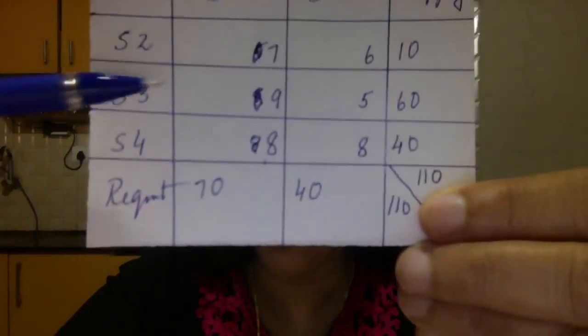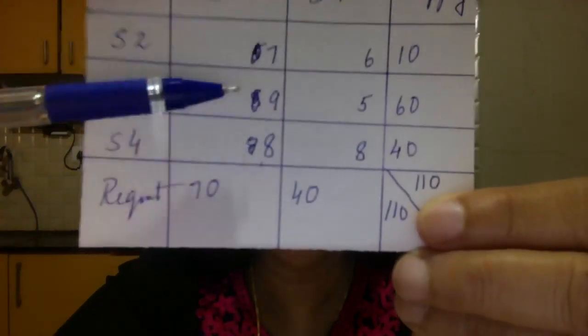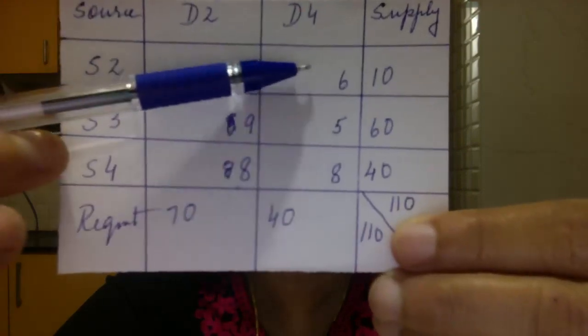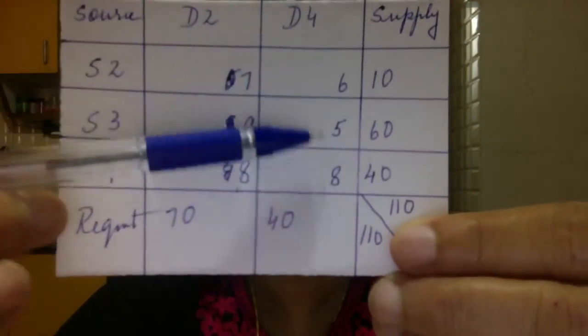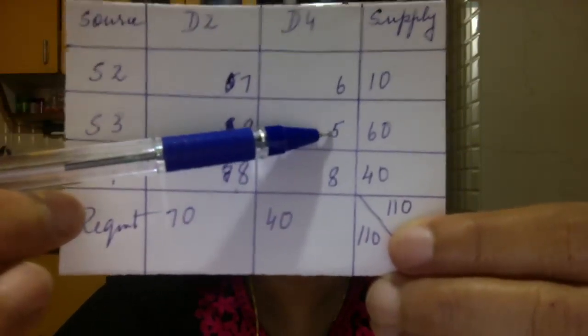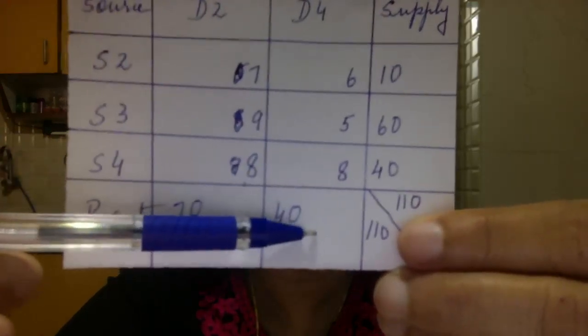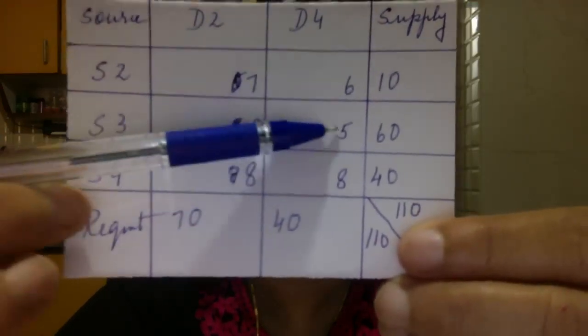Let's go ahead. You see now in the first column you have 7, 9, 8. The least is 7. In the next one it is 6, 5, 8. The least is 5. So for this 5 we give the allotment. How much can we give? We can give 40. So I'm going to allot 40.